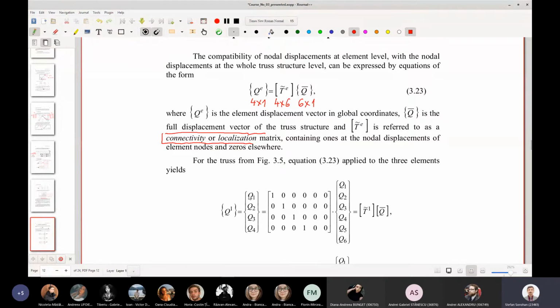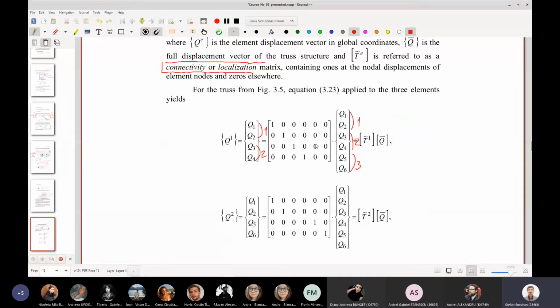For example, for element number 1, which is between node 1 and 2, this is for node 1, this is for node 2, this is for node 1, this is for node 2, this is for node 3. It's very easy to check that this line times this column gives Q1 equal to Q1. So this connectivity matrix contains just 1 and zeros. And for the first element, this connectivity matrix corresponds to element number 1.